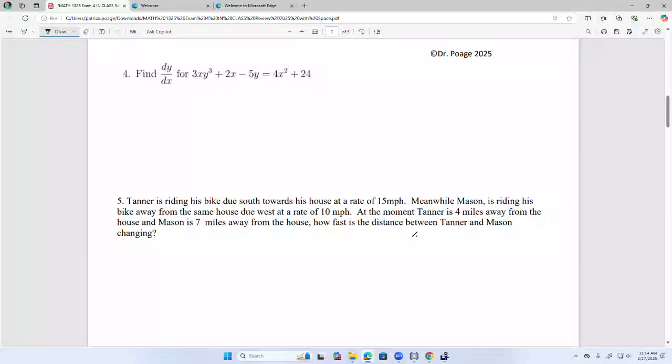Number 4 says find dy/dx. Okay, so I'm going to take the derivative of everything with respect to x. This first term is a product, so that's part 1, that's part 2. I'm going to use my product rule, which says 1d2 plus 2d1.